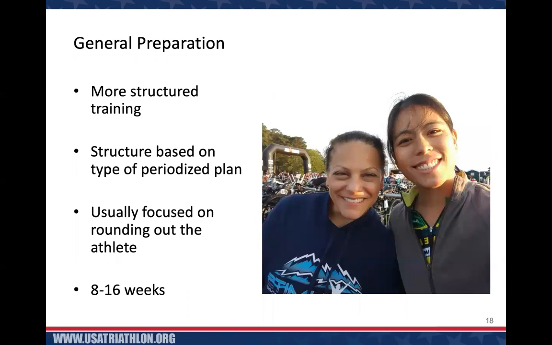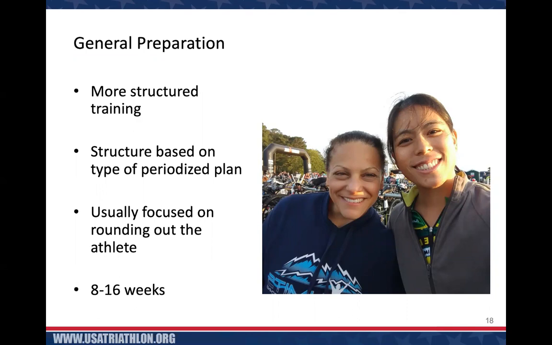In the general preparation phase, we're going to move into more structured training. Depending upon the type of periodization plan you're using, this may be a period of endurance base building. In fact, general preparation is frequently referred to as base period, although that phrase has with it a few assumptions that this is a time of building volume, which it may be. But there's other things you can do in general preparation as well.